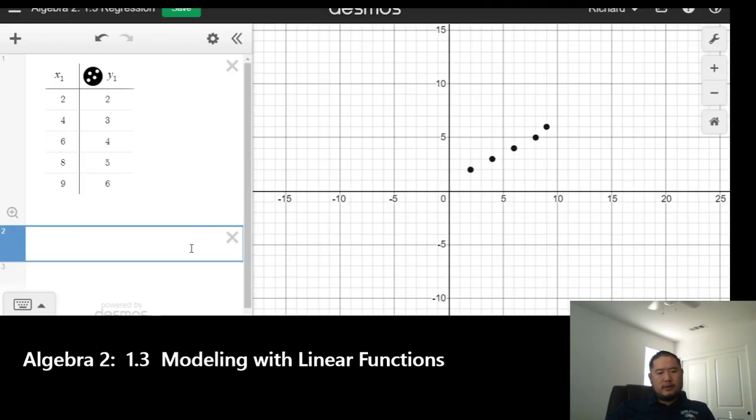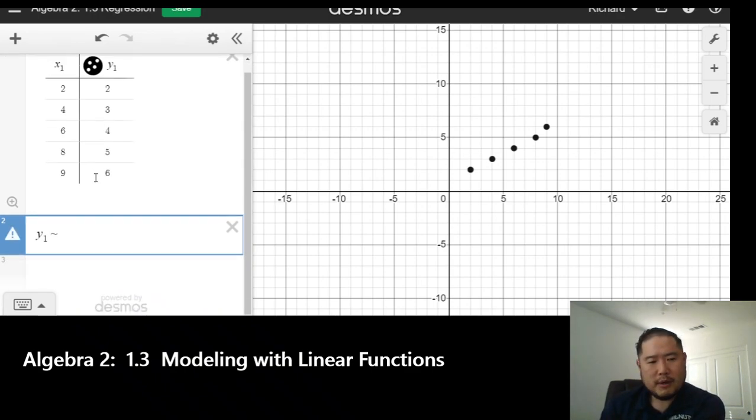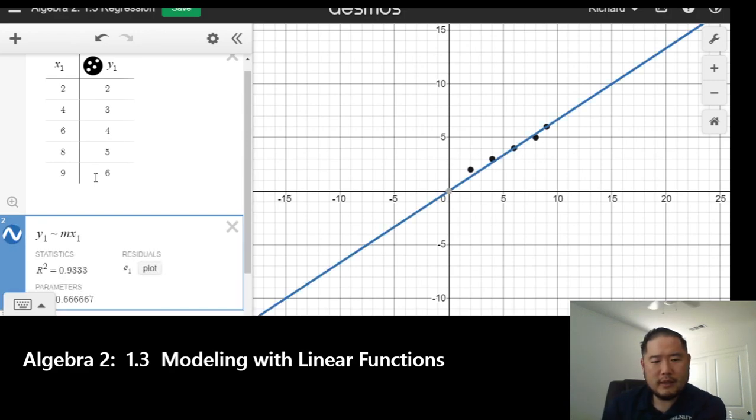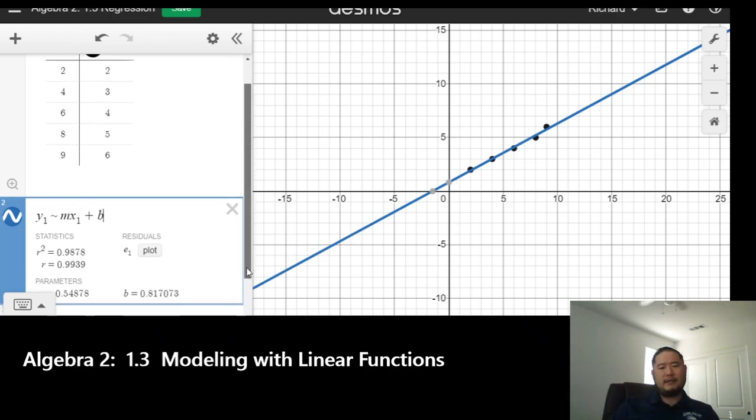So next step, let's come up with our equation. We had to put it down so that Desmos knows what to calculate. So y subscript 1 tilde, remember m x subscript 1 plus b. And there's your line of best fit.